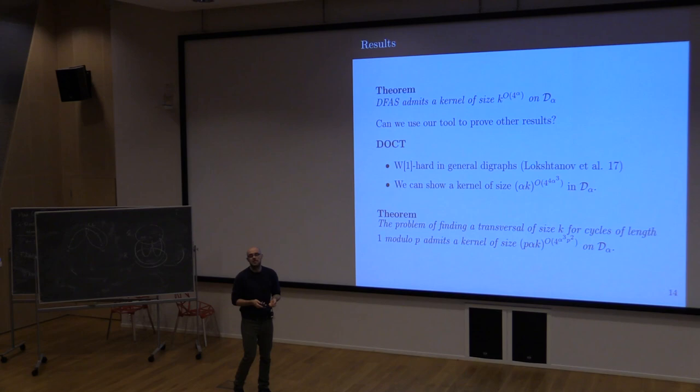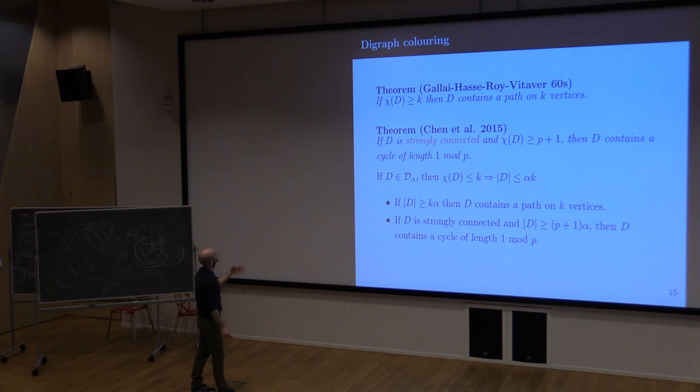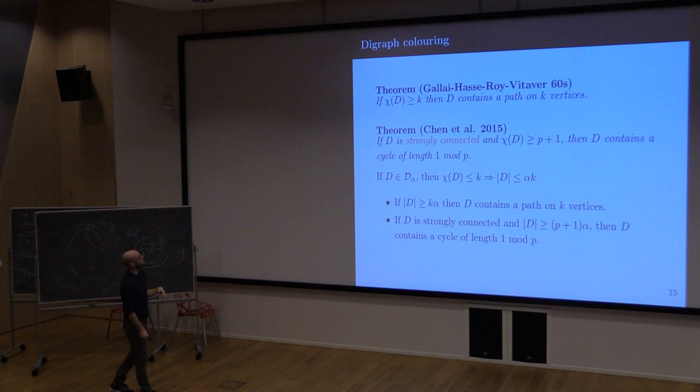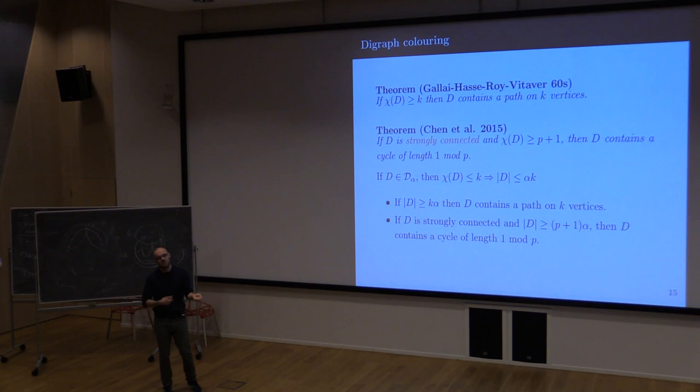And to do this, we'll take a look at something not so correlated, but some digraph coloring statements. You might know the first one. It's quite famous, quite old. It's also a very nice characterization of graphs with chromatic number k. This is a theorem by Gallai, Hasse, Roy and Vitaver, proved in the 60s. They say basically that if you have a digraph whose chromatic number, the chromatic number of the underlying graph, so you forget about the orientation, is bigger than k, then you have a directed path on k vertices. So this is the first statement.